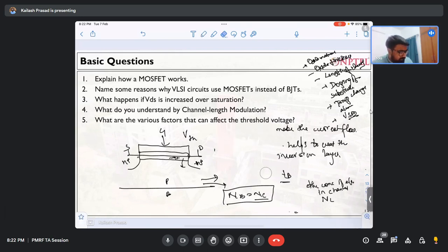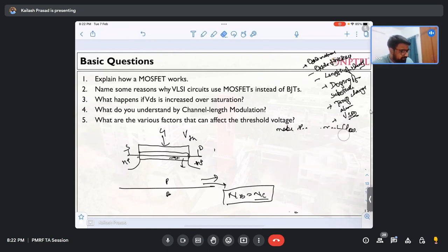See, we have so many answers. Now I will be asking why it will affect and how it will affect, one by one. So the very first will be the doping of bulk. Now the question is, if I increase the doping of the bulk, what will happen? The threshold voltage will increase or decrease, and why?